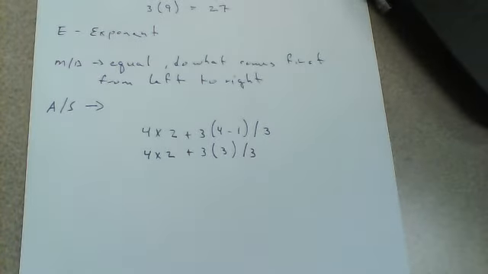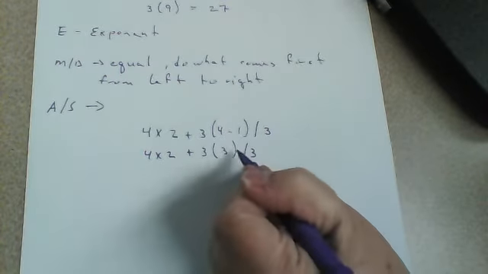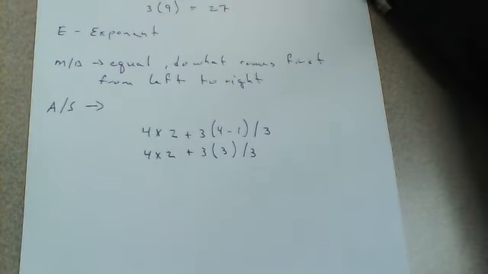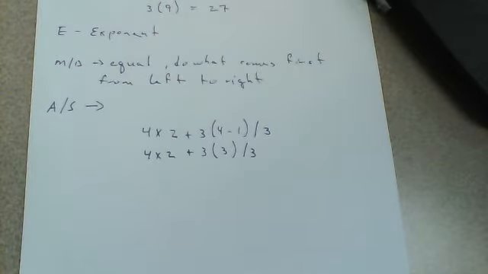Next, I don't have any exponents. I have nothing left to do within this grouping. I just left it in the parentheses so that you'd realize that it's multiplication, right? So I don't have anything left to do inside a grouping. I don't have any exponents. So now I'm going to look at multiplication and division, and I'm going to do them in order of which they appear going from left to right.